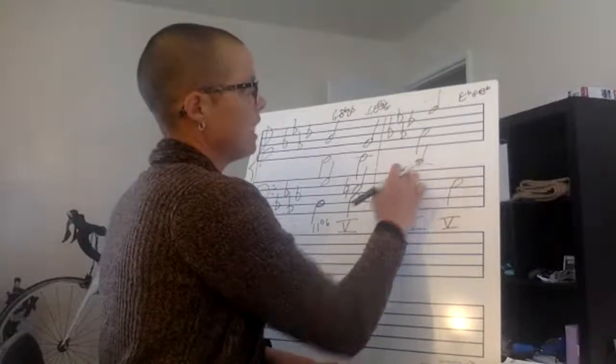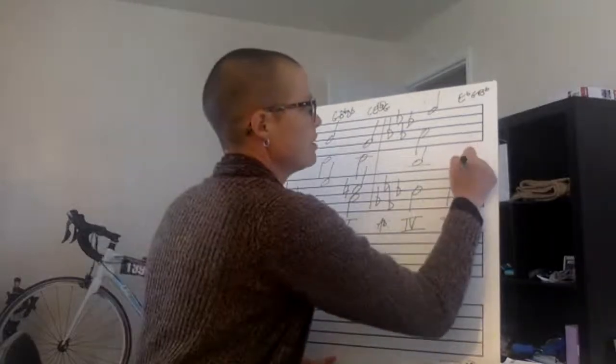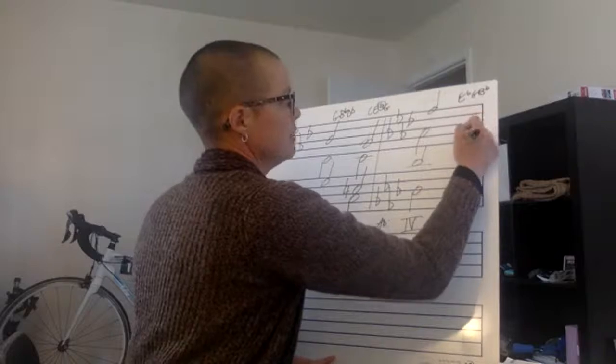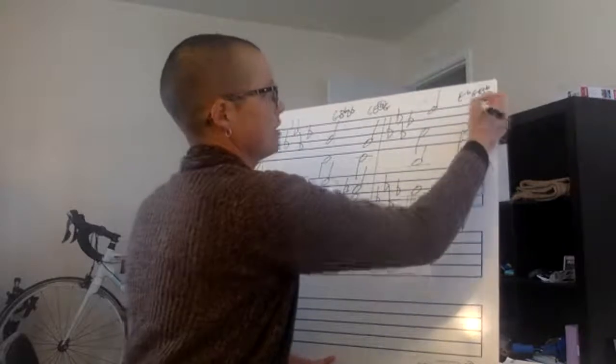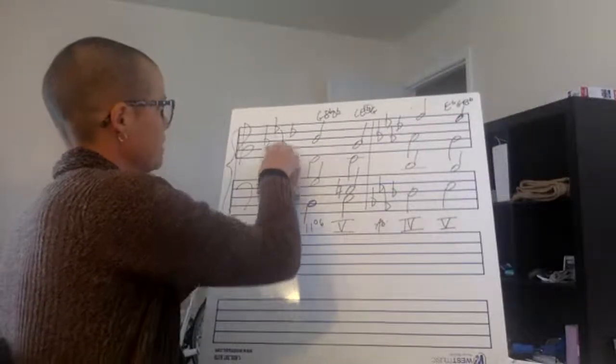So D flat down to the nearest chord tone is going to be a B flat. So there's our skip. A flat moving down to the nearest chord tone is going to be a G, and F moving down to the nearest chord tone is going to be an E flat. This in the key of F major.